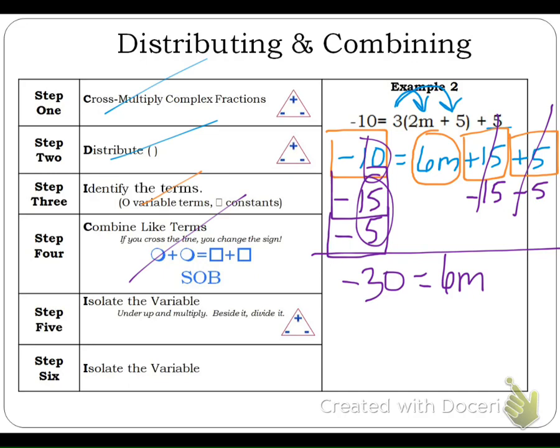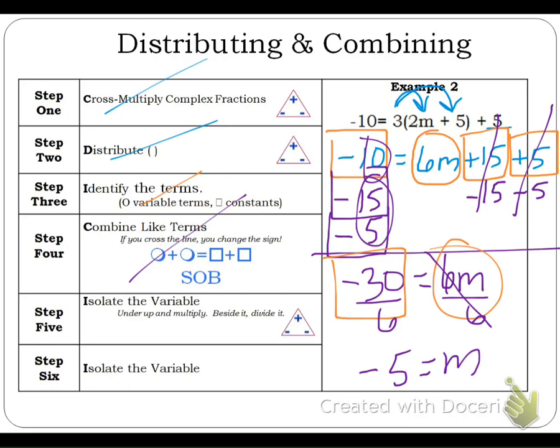Now we're ready to isolate our variable. So let's see, do we need to do that here? We have a negative 30, that's a constant, and we have a 6m. Yeah, there's a number with our variable, so we do need to isolate our variable from our constant. We have a 6 that's beside our m. If it's beside it, I know you all know this by now, divide it. Beside it, divide it. So we divide both sides by 6. Make a little short line to show that you're dividing. The 6's cancel out, and you have negative 30 divided by positive 6. A negative divided by a positive is a negative. 30 divided by 6 is 5, is equal to our m. So negative 5 equals m, or m is equal to negative 5.